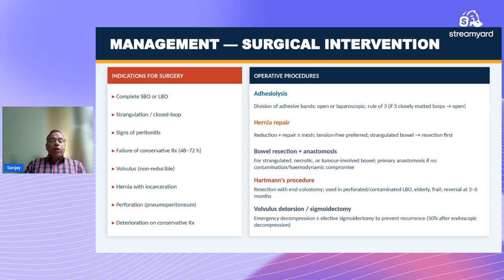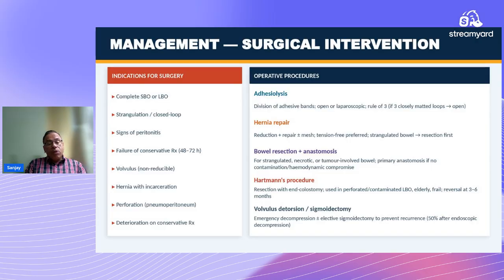Any failure of conservative management trial, given for at least 48 to 72 hours with no relief, would be an indication for surgery. Very important indication: all patients with volvulus which cannot be reduced by endoscopic measures should undergo surgery. Hernia leading to obstruction or incarceration would be an indication for surgery. Perforation, which we have already seen with pneumoperitoneum, would be an indication for surgery.